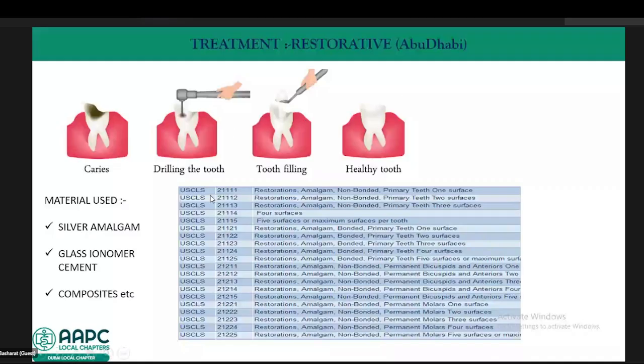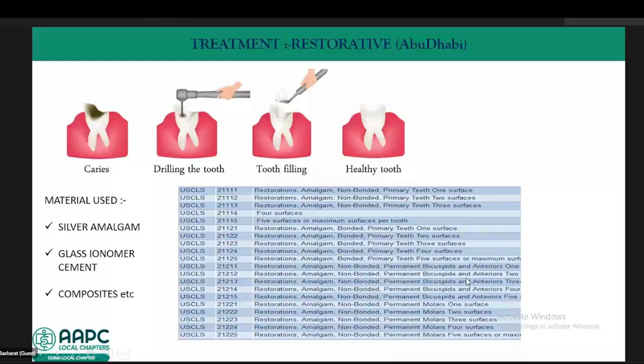One important thing I want to tell you for the restoration: for the anterior tooth there is a different code, for posterior a different code, for the bicuspid a different code. These are for the primary teeth, a different code. For the permanent bicuspid, a different code. Molar, different, and for anterior there is a different code.